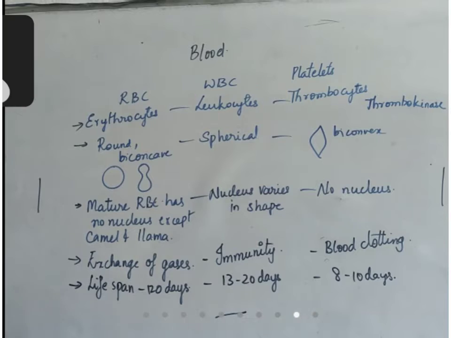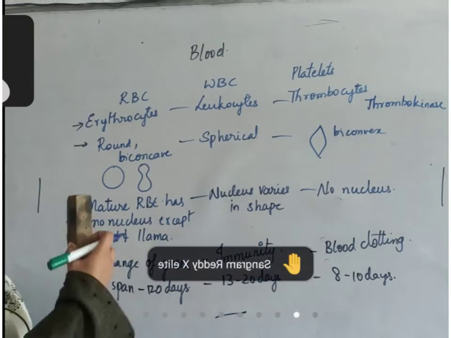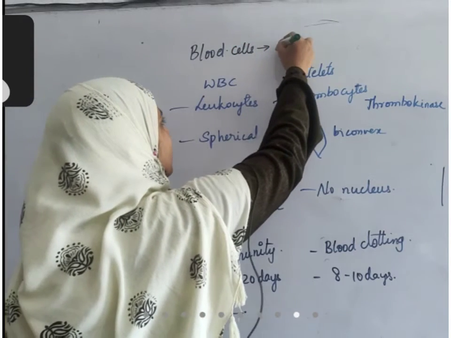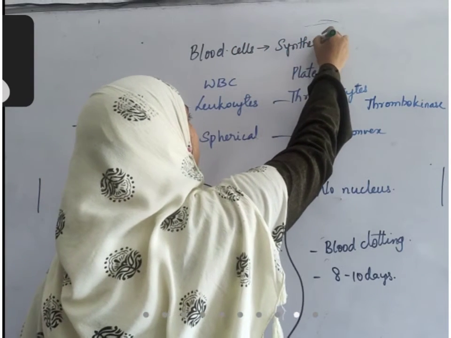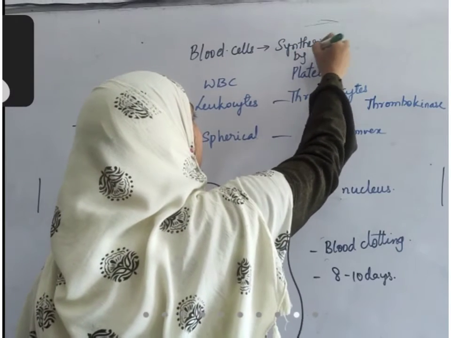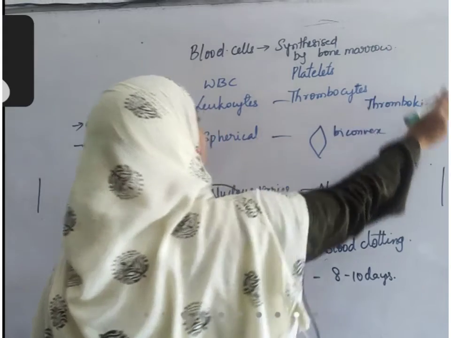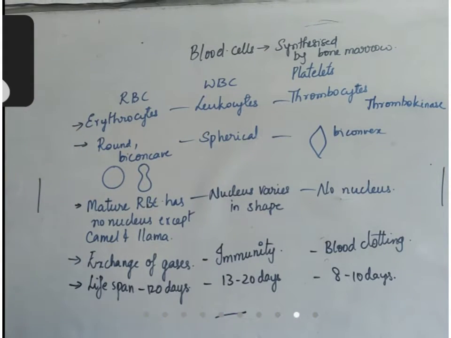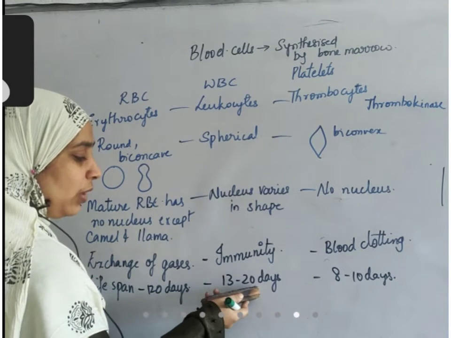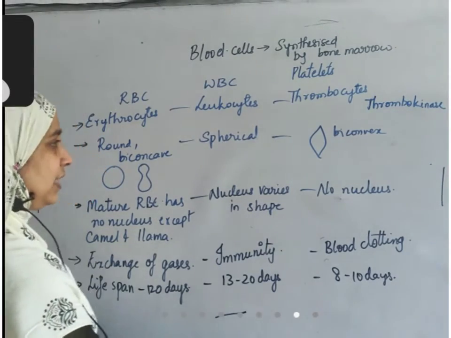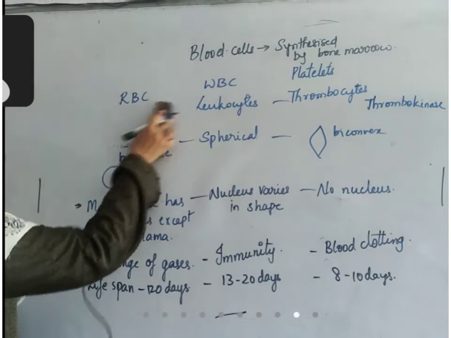So the blood cells are continuously synthesized by bone marrow. Why? Because they are dying very soon. 120 days itself is a very small lifespan. And 13 to 20 days is a very short lifespan. Compared to this, platelets have a very short lifespan. You see the number also.